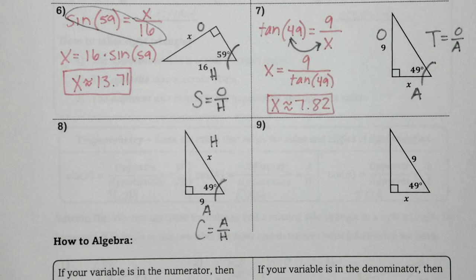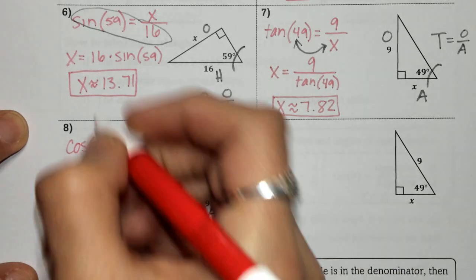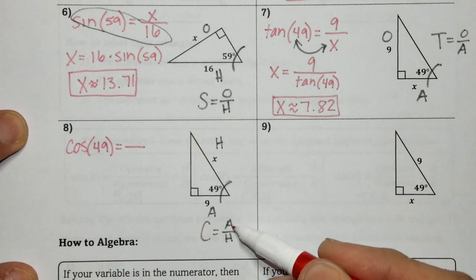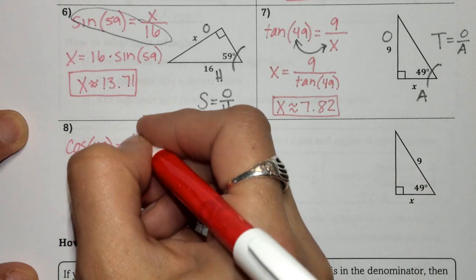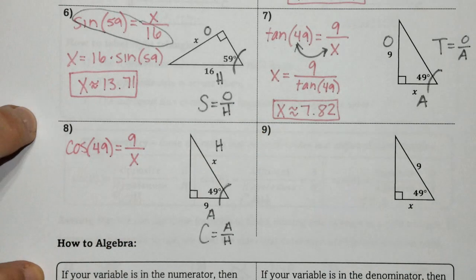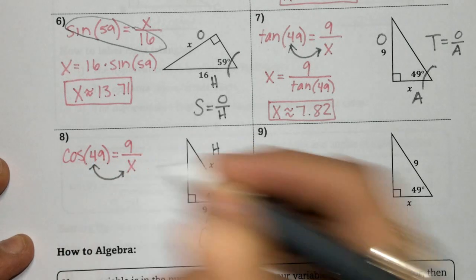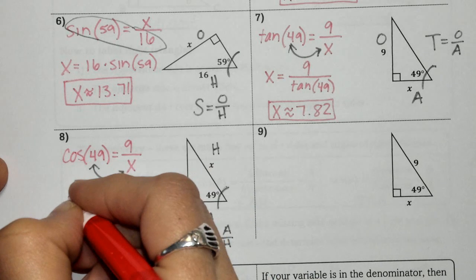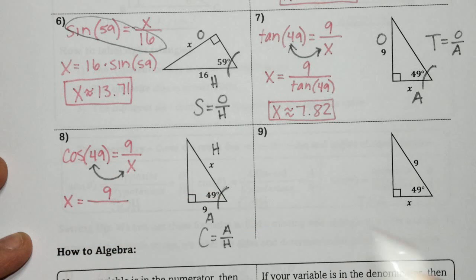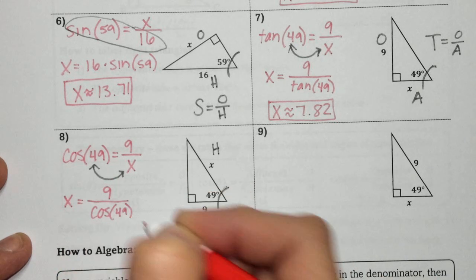So we'll set up our equation. Now with cosine of the angle measurement 49 is equal to adjacent 9 over hypotenuse x. There's that x in the denominator again. So we're going to divide. We want to take these two and we want to switch them and divide. So x is going to come over here to the left. We're going to have that 9 still in the numerator. Nothing happened there. And then we're going to have cosine of 49 on the bottom.